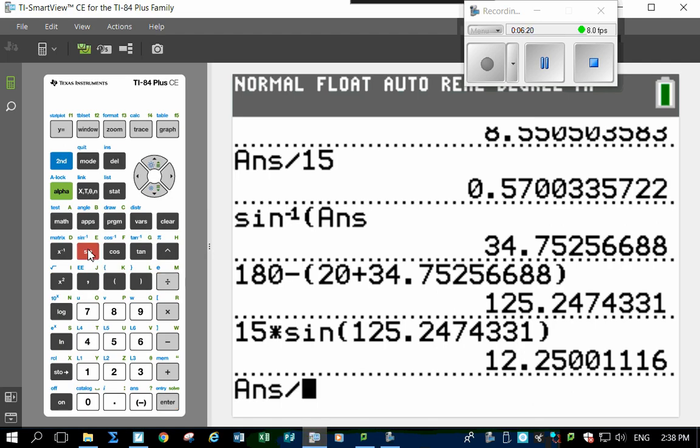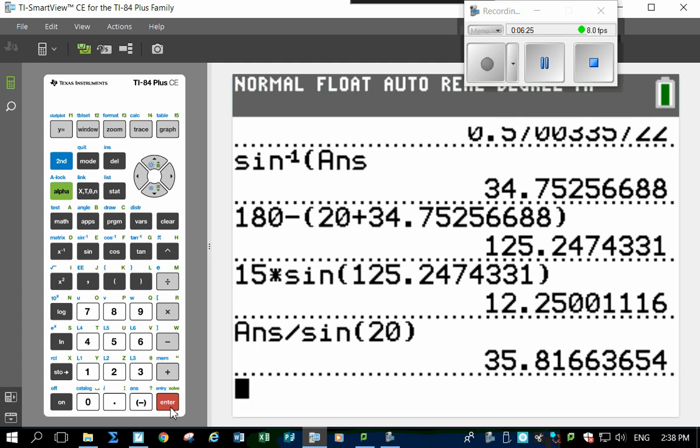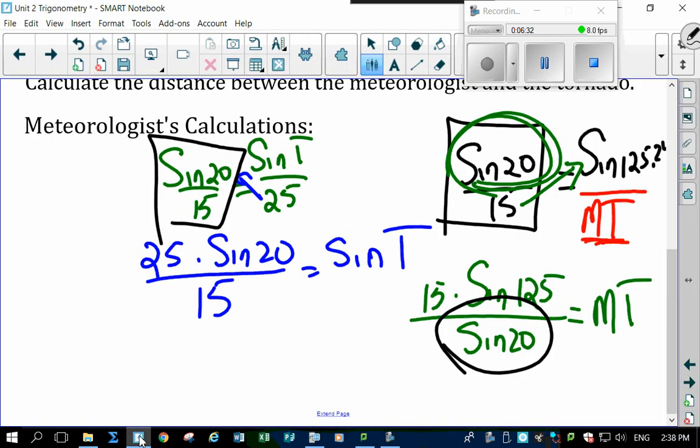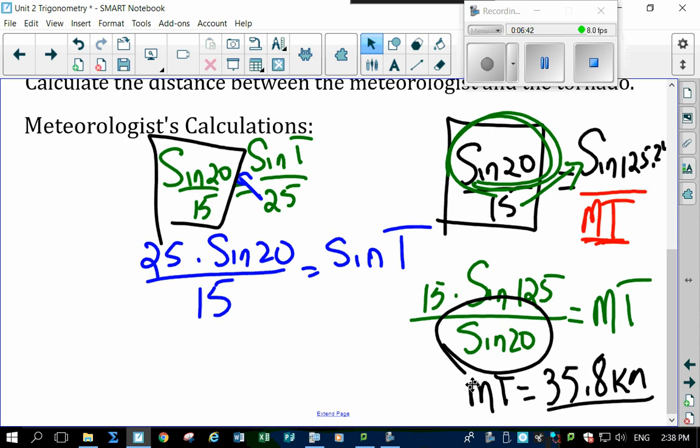Now, here's what happened. That means that this tornado was 35.8 kilometers away. That's the meteorologist to tornado distance. So the tornado is quite the distance away from the meteorologist. The meteorologist sat in his hut, and he thought, oh, I'm fine. But remember what this was called? Ambiguous case of sine law. Stay tuned to the next podcast.